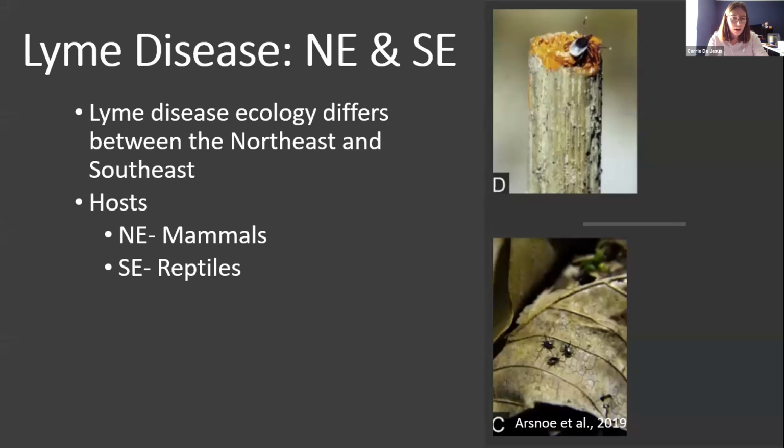So here in the United States, Lyme disease is typically thought of as being located in the northeastern United States, but it is present in the southeastern US as well. And the ecologies differ between the northeast and southeastern systems, specifically in the hosts that are available to the ticks. In the northeast, primarily the white-footed mouse is a really good host for the ticks, as well as the Lyme disease bacteria, Borrelia burgdorferi. But in the southeast, the white-footed mouse is not present, and it's been suggested that reptiles are a very important host species for the tick life cycle.